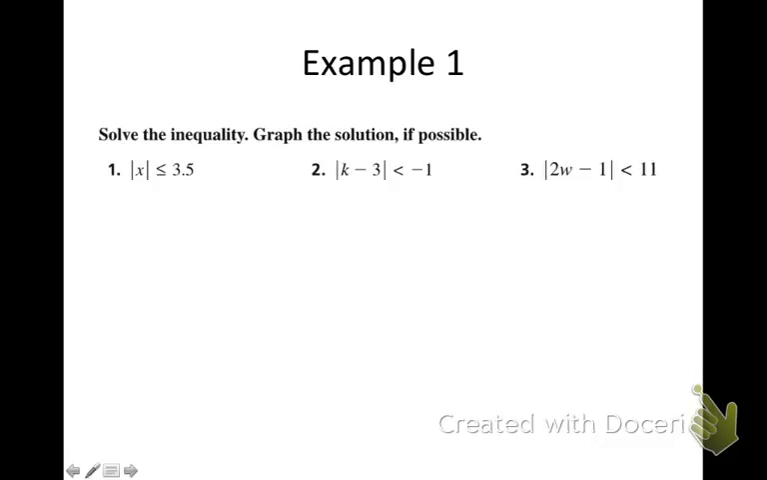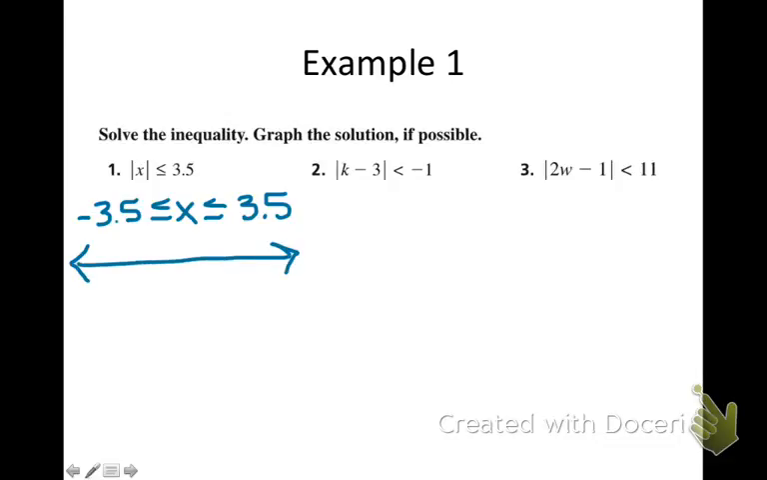So the first one, the absolute value of x is less than or equal to 3.5. So we have a negative 3.5 is going to be less than or equal to x, which is less than or equal to a positive 3.5. Okay? It's kind of the basic definition. It's an "and" compound inequality that could be written like this and graphed like this.